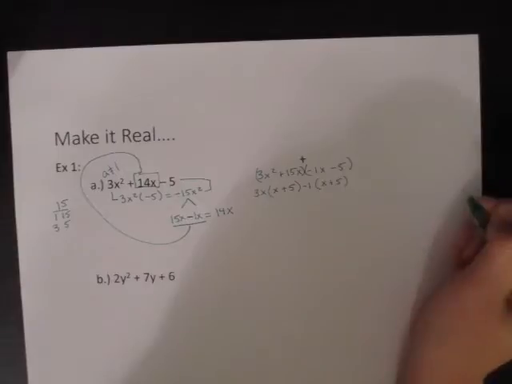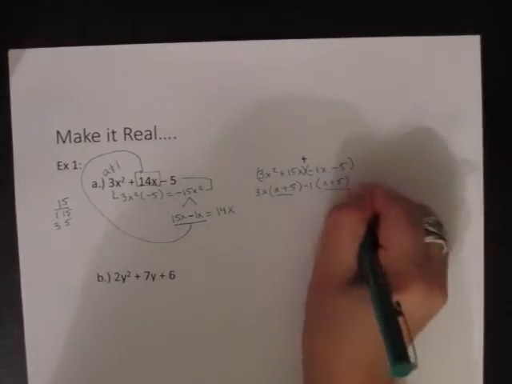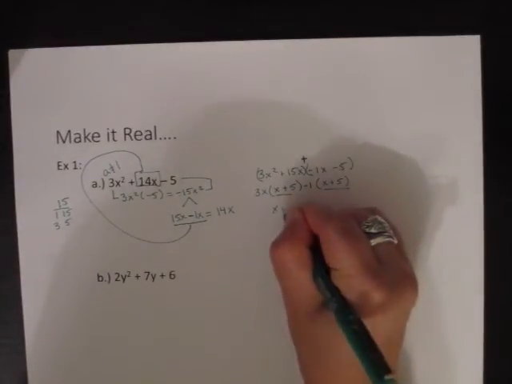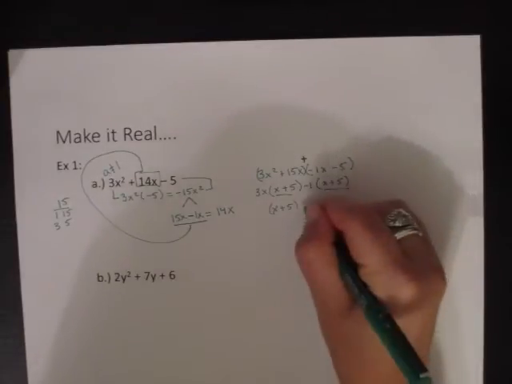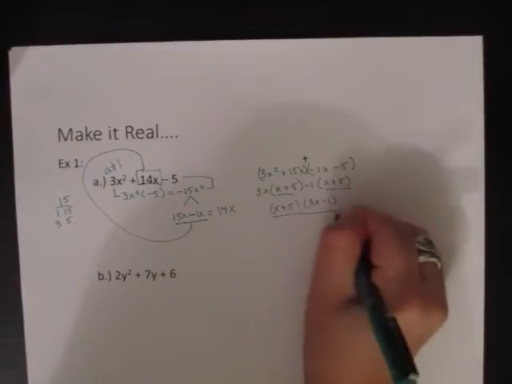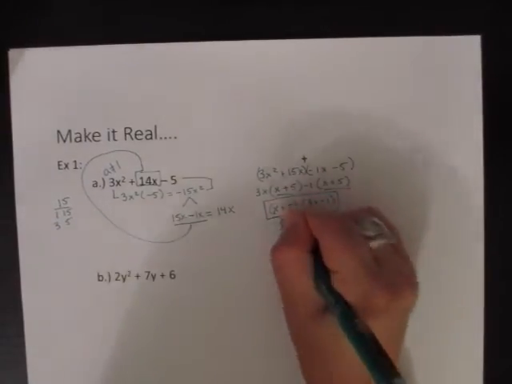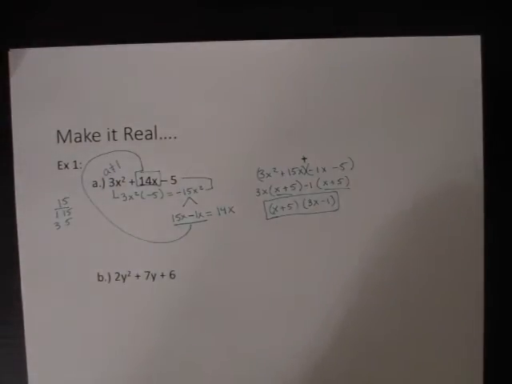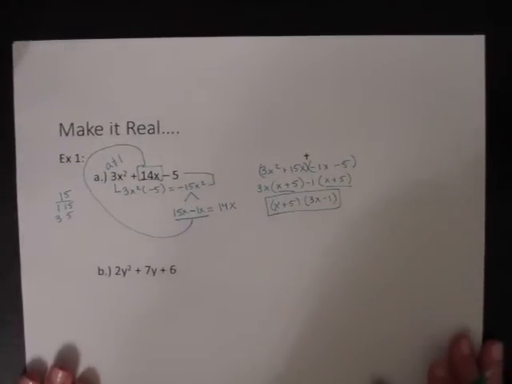Alright, I see that I have my binomials that are exactly the same. So I go x plus 5. Then I put my GCFs together, so 3x minus 1, and I'm done. So I didn't have to do any type of guessing and checking, but it's a little bit of a process. Okay, let's try the next one together.